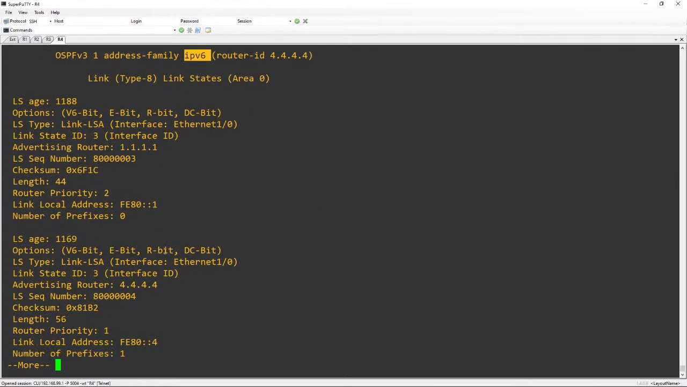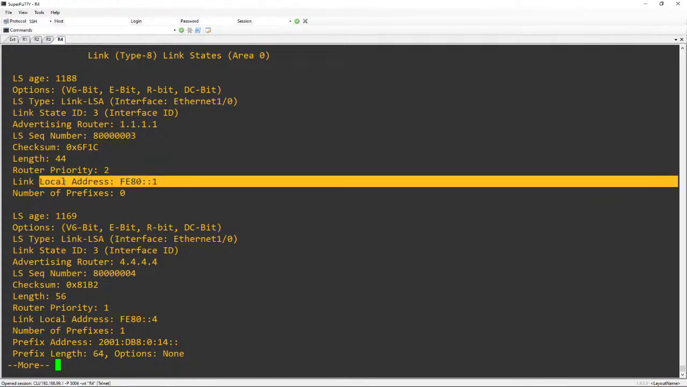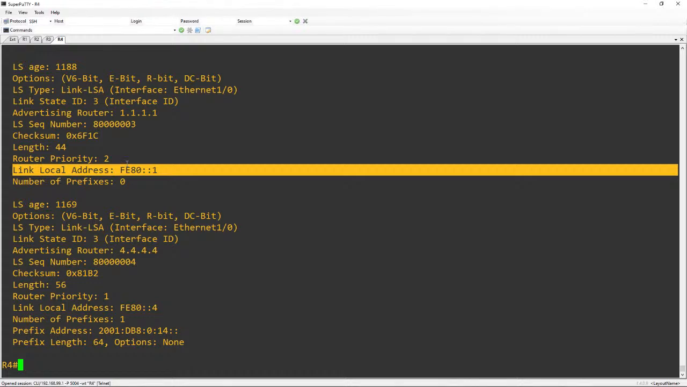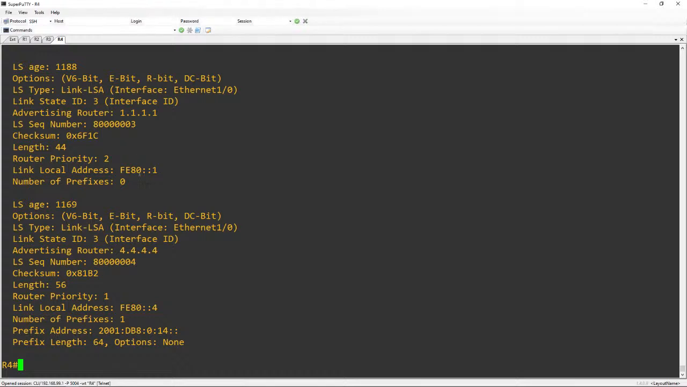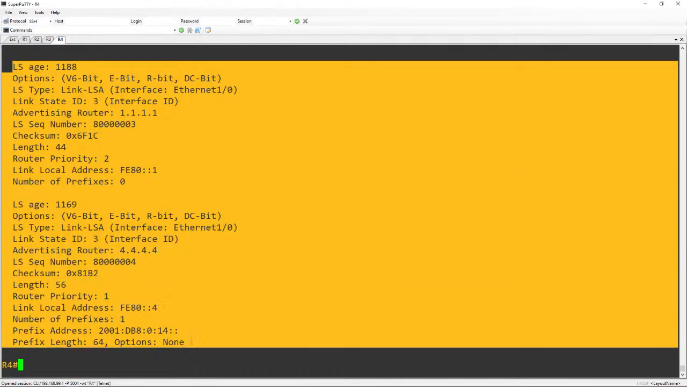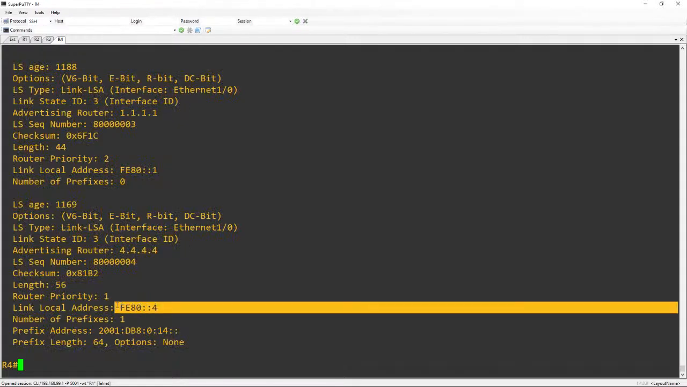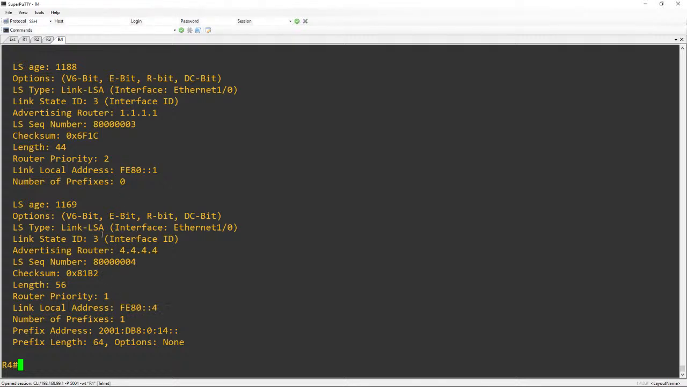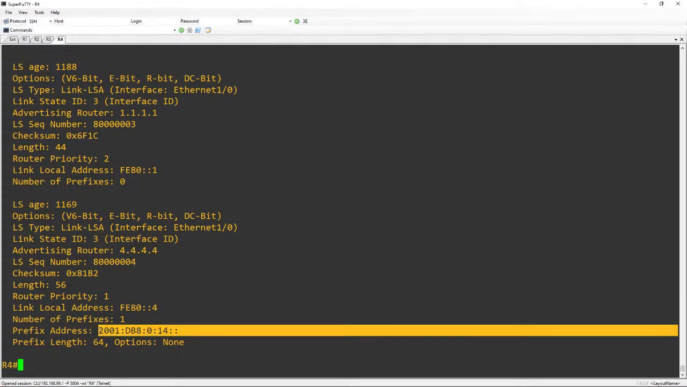But this is really the most important piece because this is unique to IPv6. We see the link local information. This link local information is really, really important because in IPv6, adjacencies are formed with link local, next hop addresses are link local, neighbor discovery is done with link local addresses. So this is really the unique piece to these type 8 LSAs, describing the link local addresses. Now in this particular case, we're also describing the global unicast prefix that exists on this router as well. Prefix length is /64. This is the 64-bit network ID for that particular network.